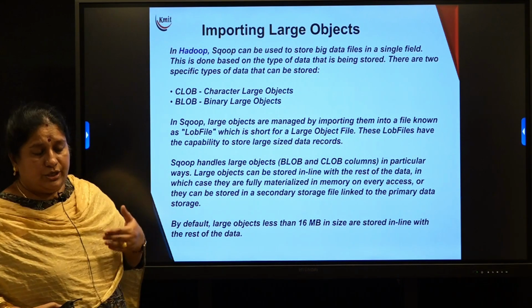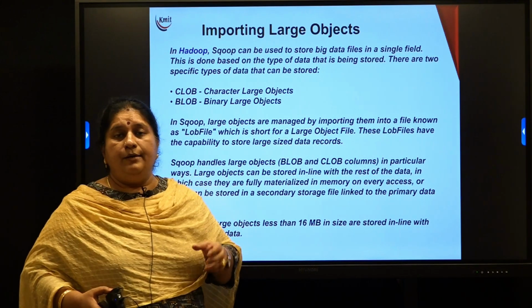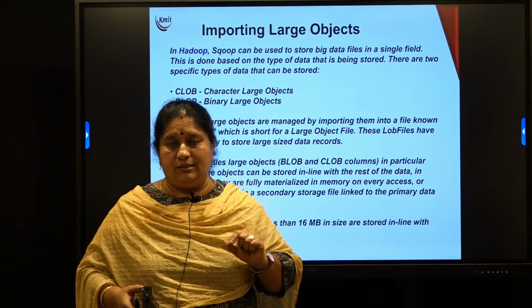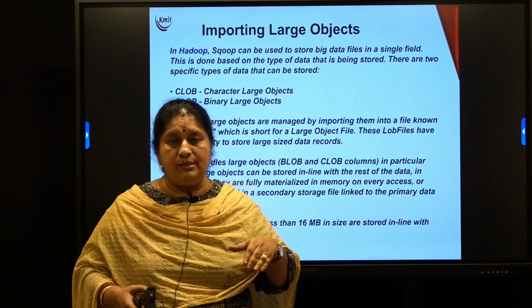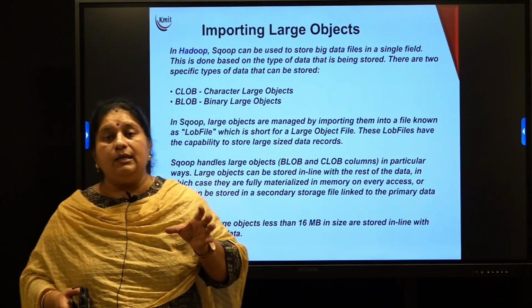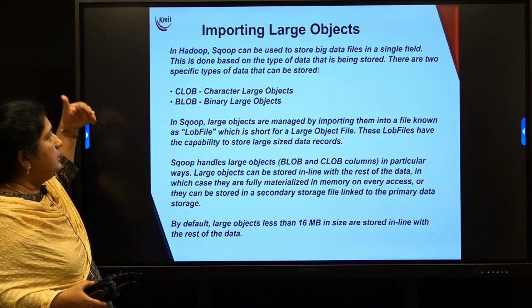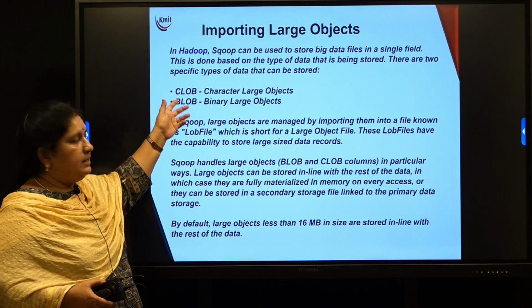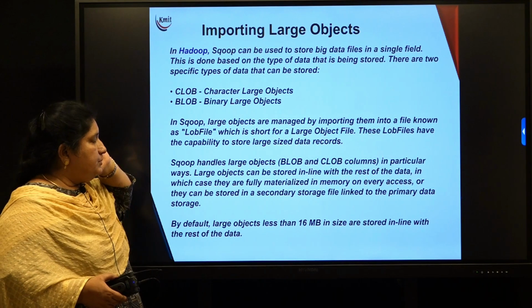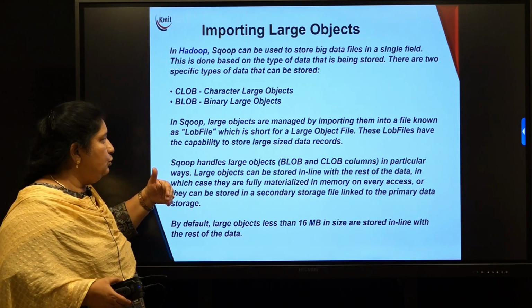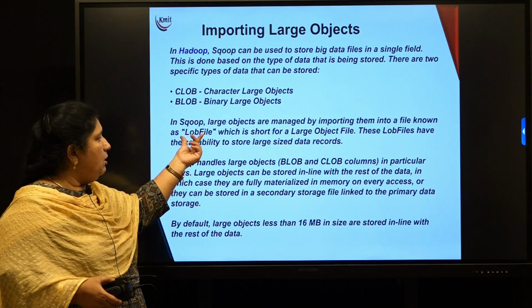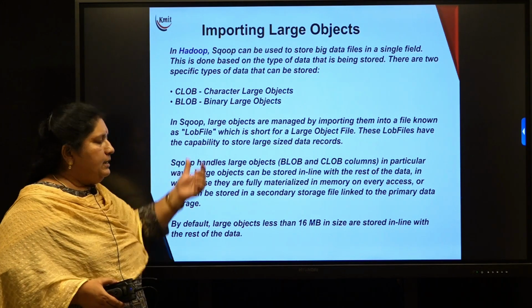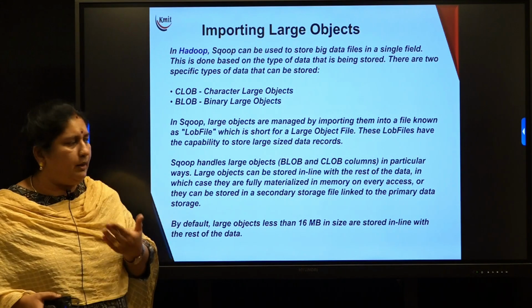And whenever you are trying to import data from RDBMS systems, you might encounter some large objects. So how do big data, Hadoop systems or Sqoop deal with large objects? Whenever we work with RDBMS, we might have specific types of large objects: character large objects and binary large objects. Such large objects, whenever they are read via Sqoop, will be stored into a file called a LOB file, which stands for large object file. These files can store huge amounts of large object records.